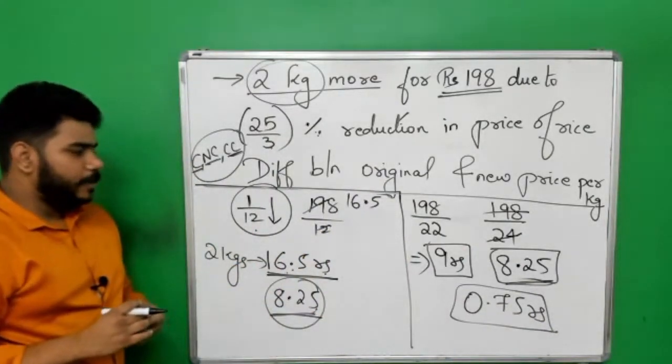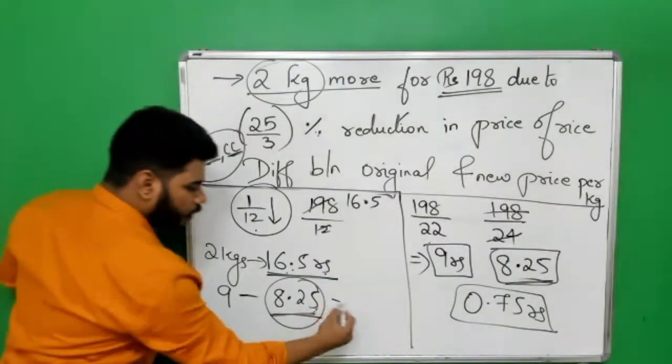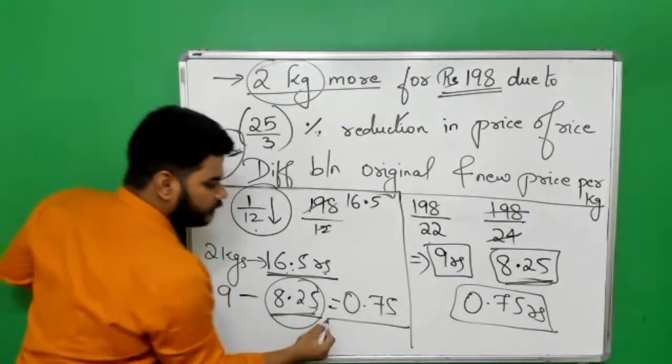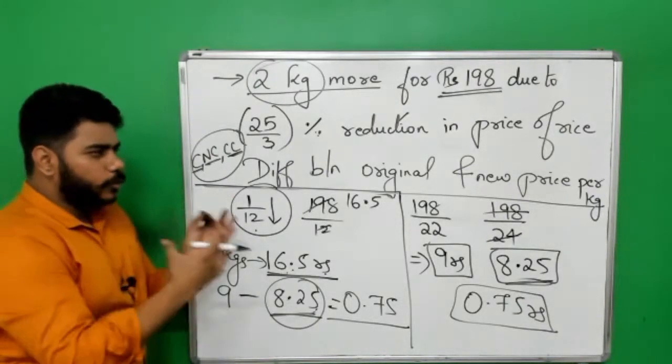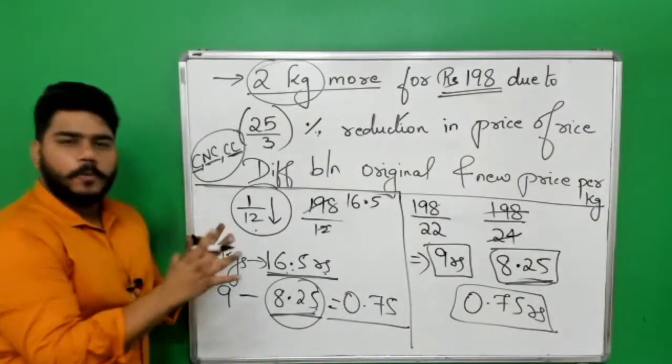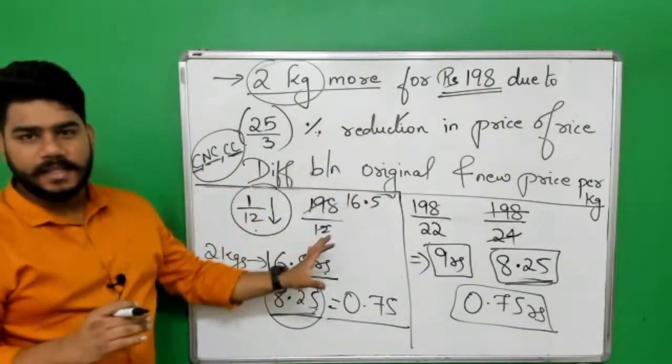And the original price will be what, sir? We know that it is nothing but 9 rupees. So the difference will be 9 minus 8.25. That is nothing but 0.75 rupees. This is one more way of solving. Okay, so I want you to go through these types of sums because there is a high probability that you will be facing these types of sums in the exams.